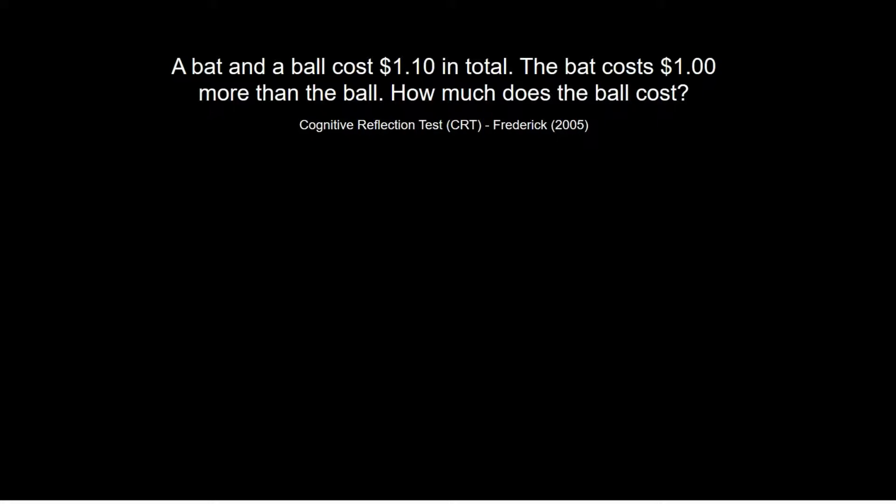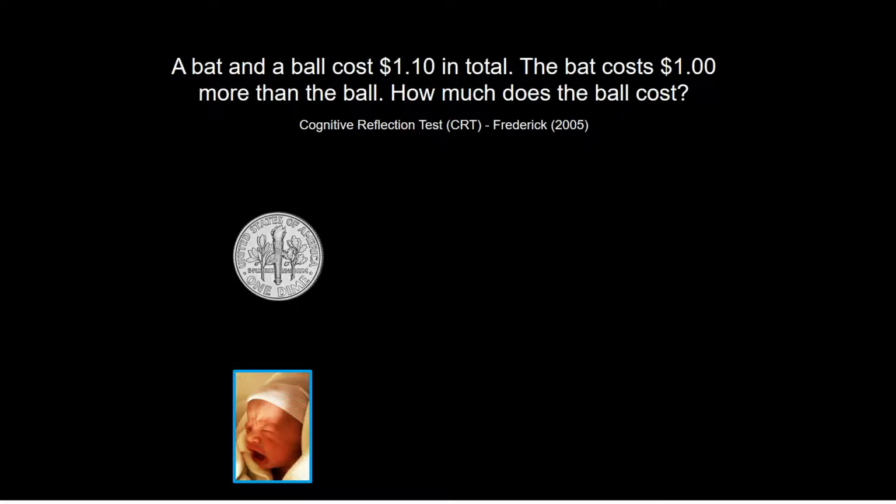So, for example, one of the most widely known versions of this, and we have some little home school pride here, in that this was made up by Shane Frederick, who's a professor at the School of Management. So this question: a bat and a ball together cost $1.10 total. The bat costs $1 more than the ball. How much does the ball cost? And if you're like most people, the intuitive answer that immediately pops into your head is 10 cents.